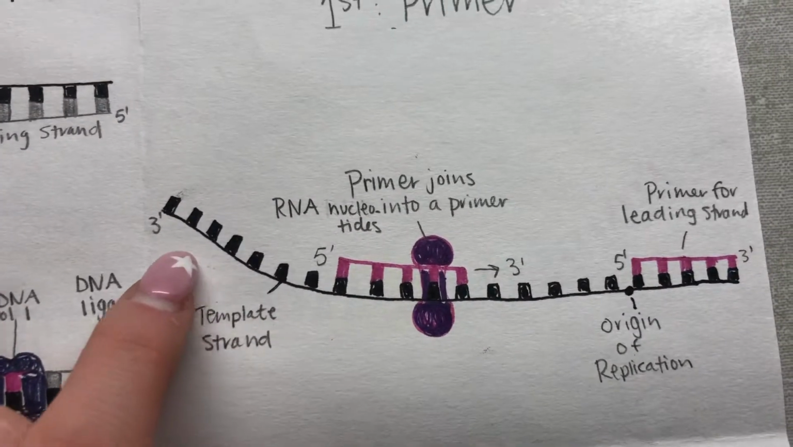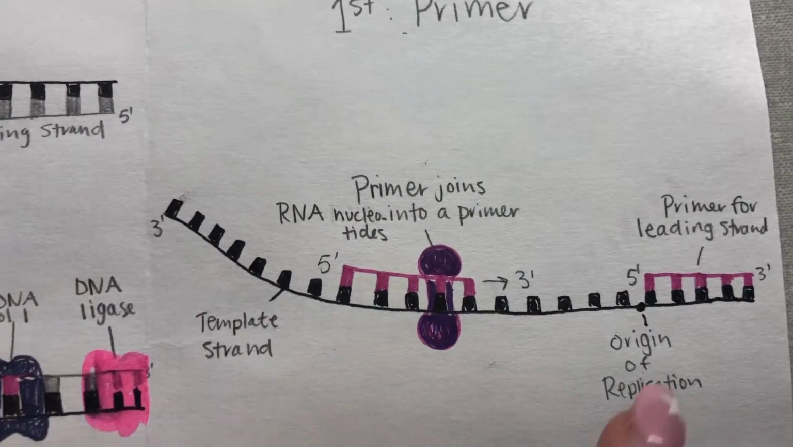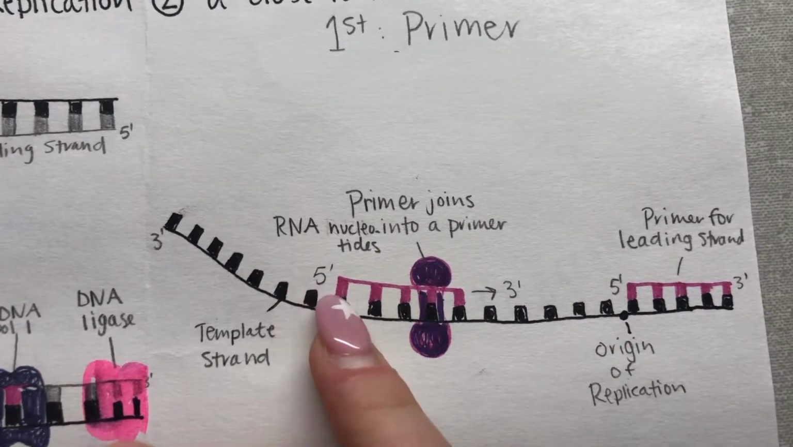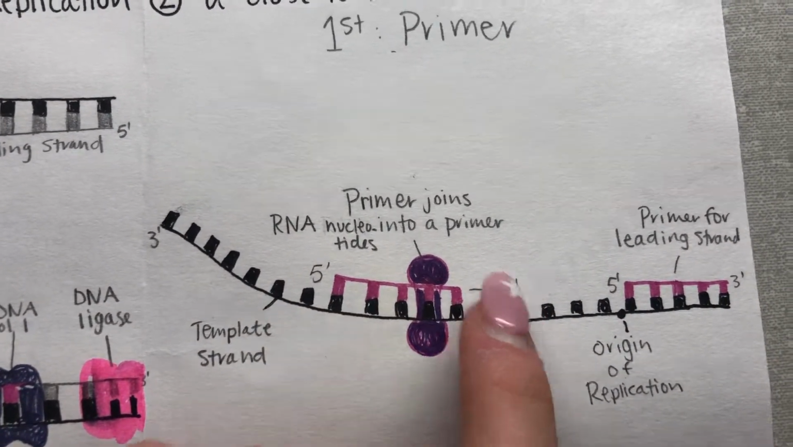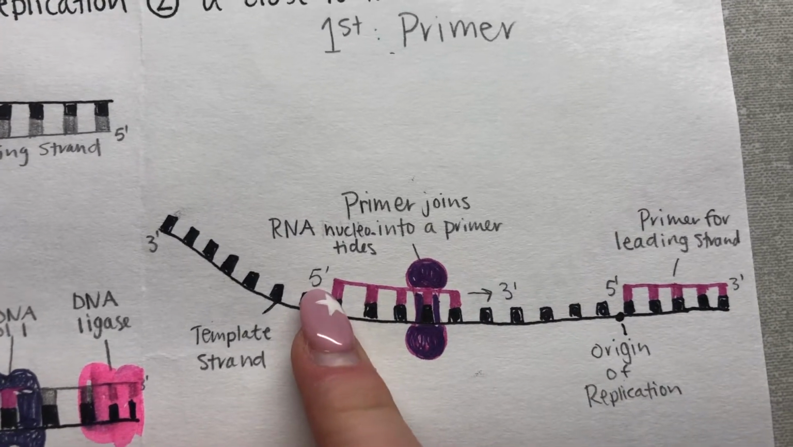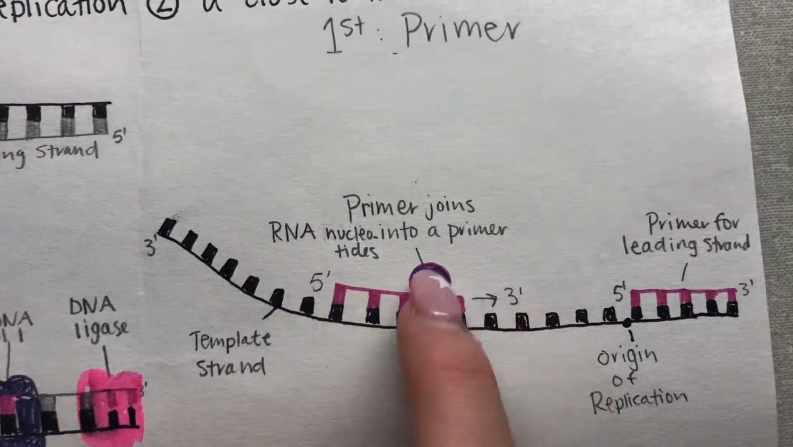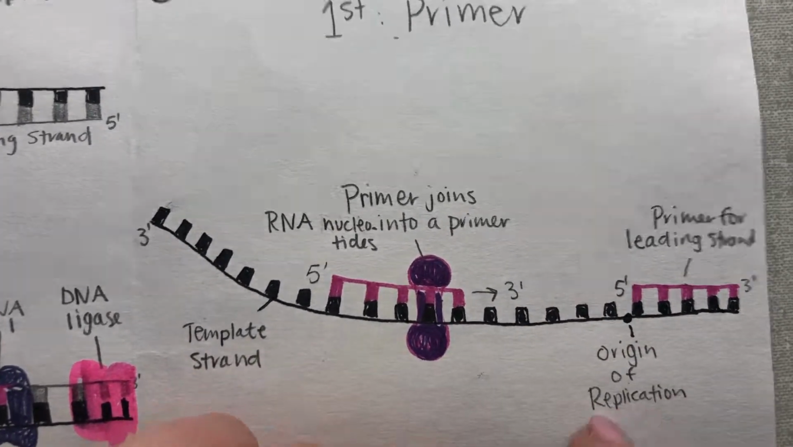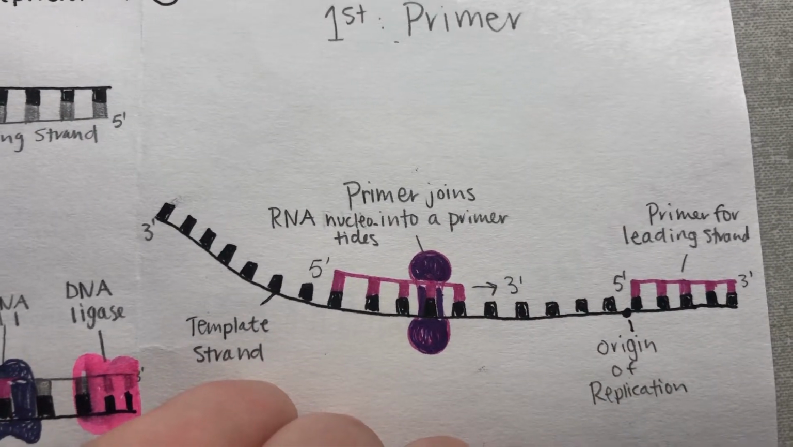So this is the template strand, 3' end. This is the 5' end. So the order of replication is being made from the 5' to the 3'. The primer is doing its job. And then this is a primer for the leading strand, and that is the origin of replication.